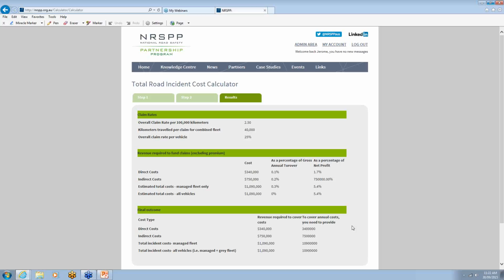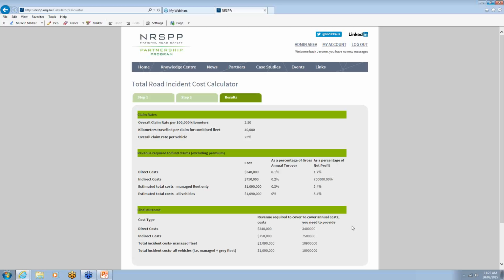The indirect costs, that's the times 3 factor based on your insurance claims payout, which was 250,000. So we ignore the excess for this. So 250,000 times 3 is 750,000. Now there's a slight error in the calculation there, I can see already, but as a percentage of your gross annual turnover, that's 0.2%. When we add the direct and indirect costs together, then the total costs of your road trauma within your organization is estimated to be just over $1 million. And so that's 5.4% of net profit.